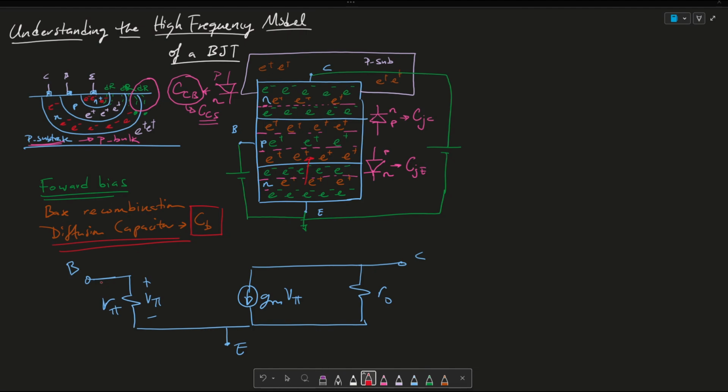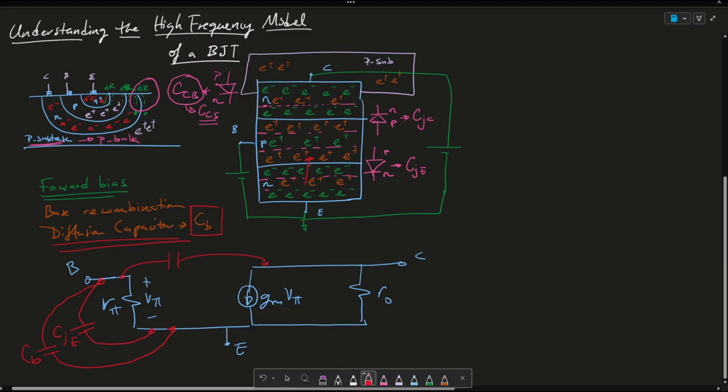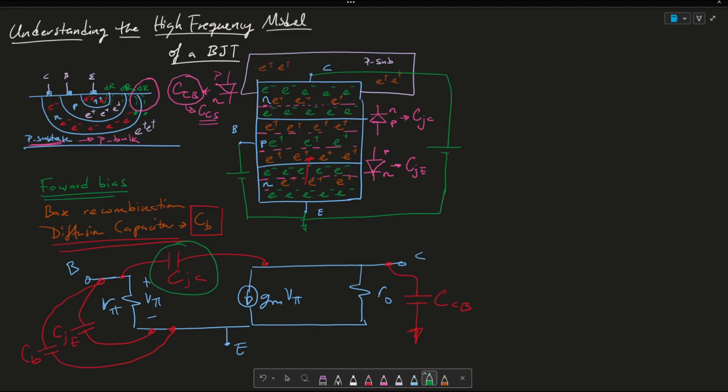So essentially, what do we know? We know that there's a capacitance or a parasitic capacitance, C junction E, between the base and the emitter. We know that there's also another capacitance, CB, which is the diffusion capacitor. Next, there is another parasitic capacitance between the base and the collector. We call this CJC. And then we know that there's a last one between the collector and the P substrate, or CCB for collector bulk.